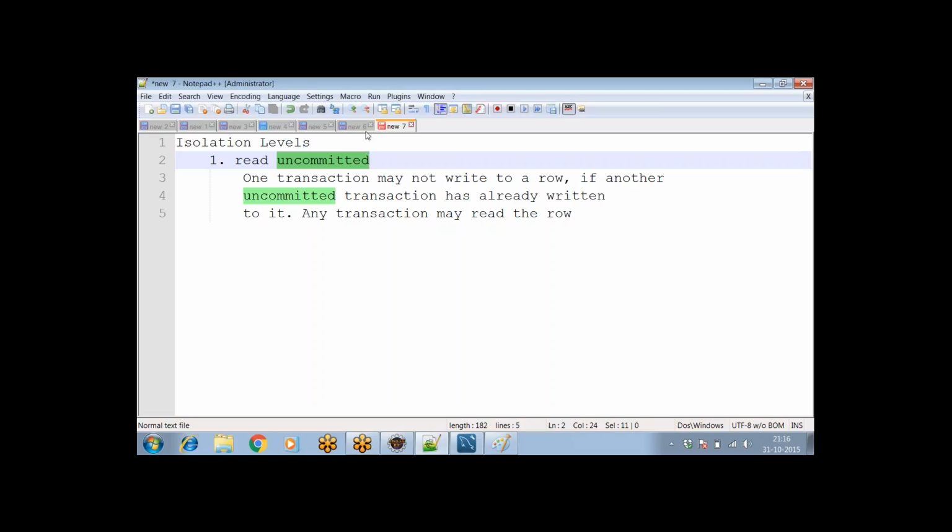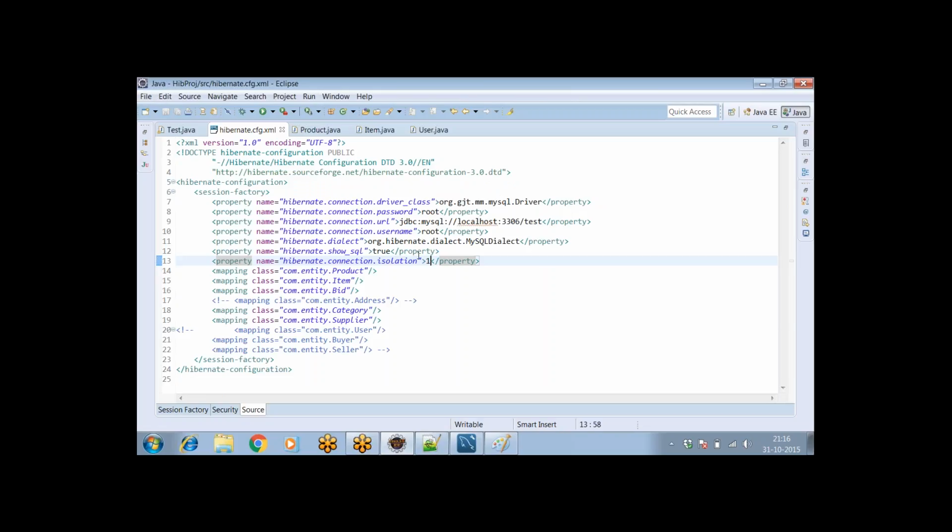Per connection basis, the isolation level will be set here. Any questions?